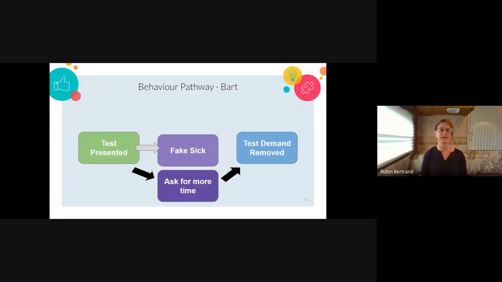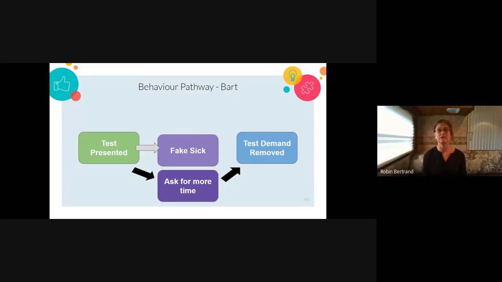So here's our example again with our behavior pathway and Bart Simpson. So removing test demands when Bart asks for more time may eliminate his problem behavior of faking sick, because there's an easier way now for him to get out of the test. But if Bart asks every time, he won't earn any marks for writing tests and he may even fail his grade. We're not finished teaching Bart new skills.